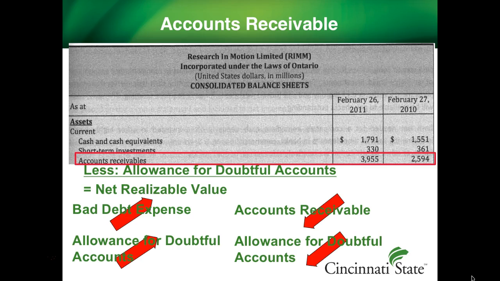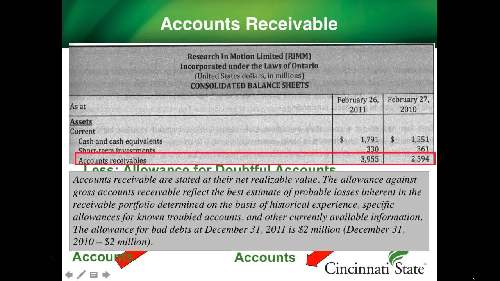You can see that the net accounts receivable at February 26, 2011 for Research in Motion Limited are $3,955 million. The note disclosing their accounts receivable policy is as follows. Accounts receivable are stated at their net realizable value. The allowance against gross accounts receivable reflects the best estimate of probable losses inherent in the receivable portfolio determined on the basis of historical experience, specific allowances for known troubled accounts, and other currently available information. The allowance for bad debts at December 31, 2011 is $2 million.